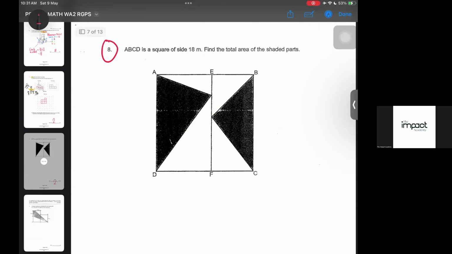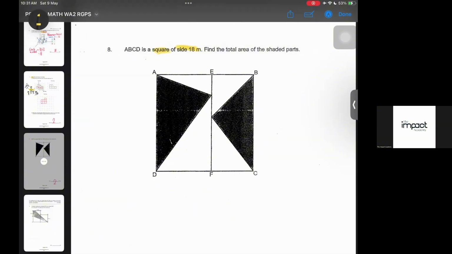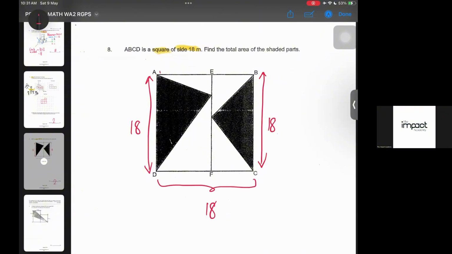When I look at question number 8, the question says that ABCD is a square of side 18. Very simple, right? If you're wondering why, because over here this is 18, and then this entire thing is also 18, and this entire thing is also 18. You all agree or disagree?